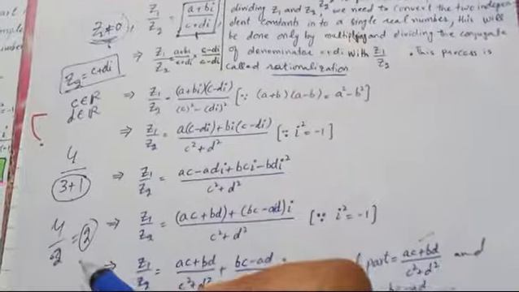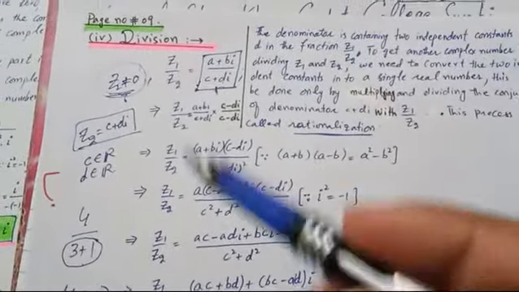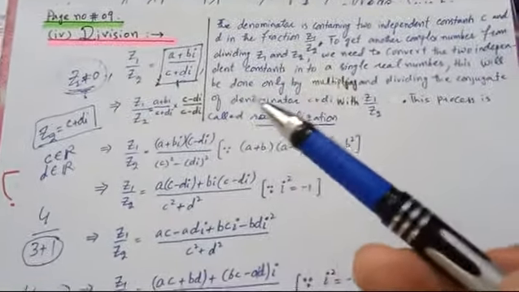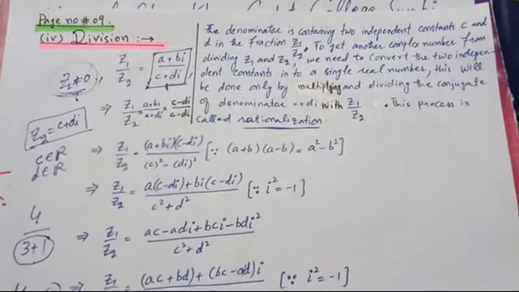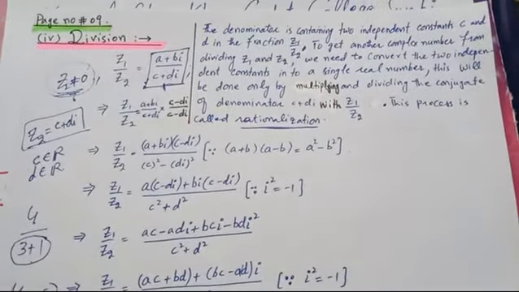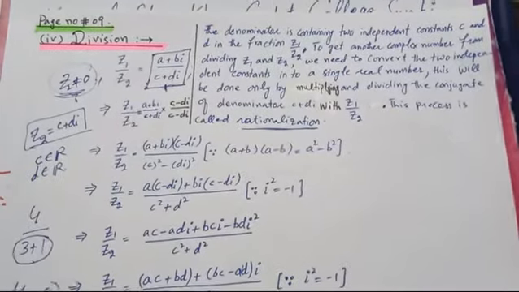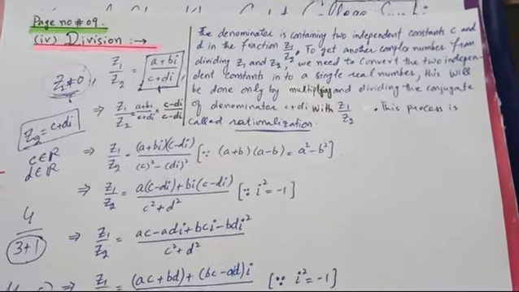So similarly, when you divide two complex numbers, you will get a single complex number. As you saw in the previous video, when you are adding two complex numbers, you will get a single complex number. When you subtract a complex number from another, you get a single complex number.